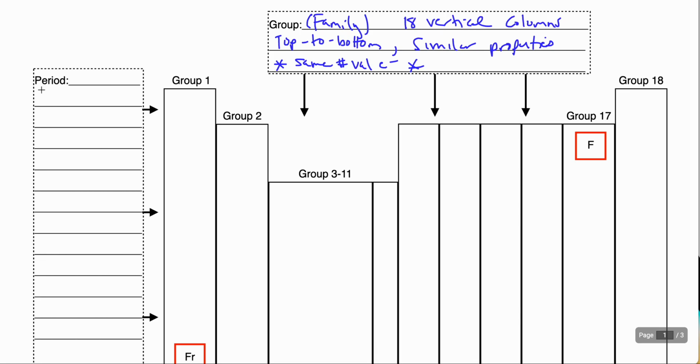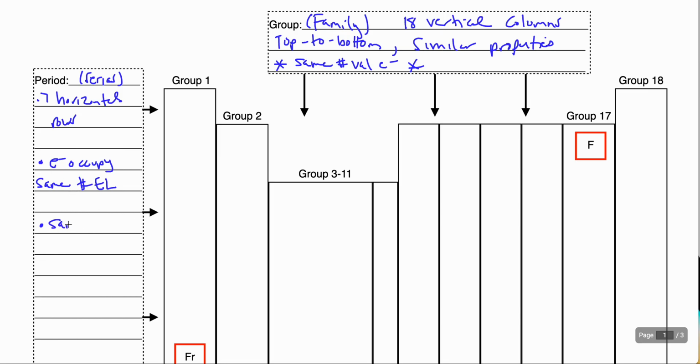The other direction on our periodic table are the periods. These can also be referred to as a series. These are the 7 horizontal rows. Elements within the same horizontal row have electrons that occupy the same number of energy levels. And because their electrons occupy the same number of energy levels, their valence electrons are in the same valence energy level.